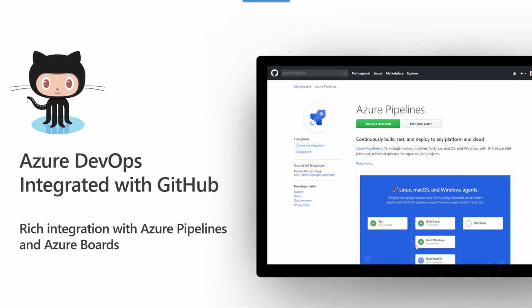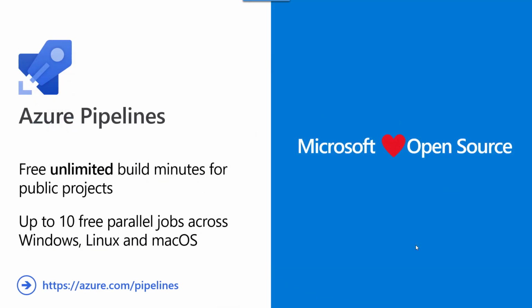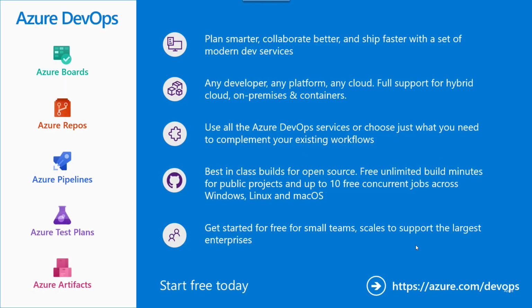It's very easy to configure Azure Pipelines from GitHub. So if we go to the marketplace on GitHub, we start setting up Azure Pipelines. Microsoft gives free unlimited build minutes for public and open source projects, and up to 10 free parallel jobs across Windows, Linux, and macOS, which is really great for open source. In the end, Azure DevOps provides very high capabilities as a full end-to-end solution for the software development lifecycle.